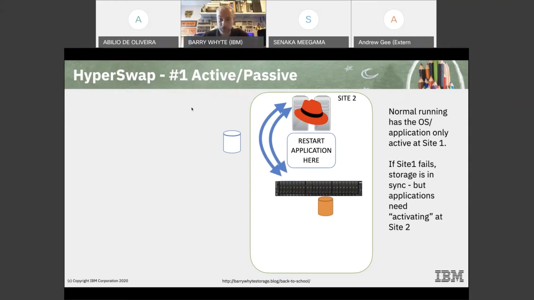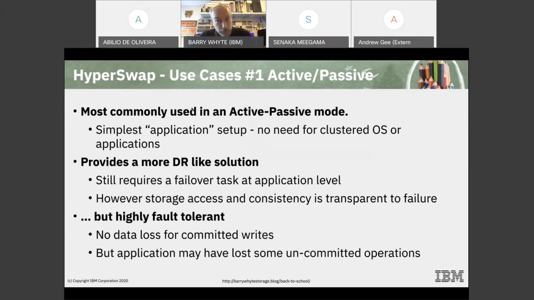So it takes the storage away from the problem of having to be highly available. It's always there, it's always in sync. If it's been a committed piece of operation to the storage, then you're guaranteed that that is there at that second site. So most commonly used, as I say, because it's relatively simple, it doesn't put any requirements onto the application side or the operating system side to have its own clustering and so on. But it does provide more of a DR-like solution. Still requires that failover at the application level, but at least the storage is all there.